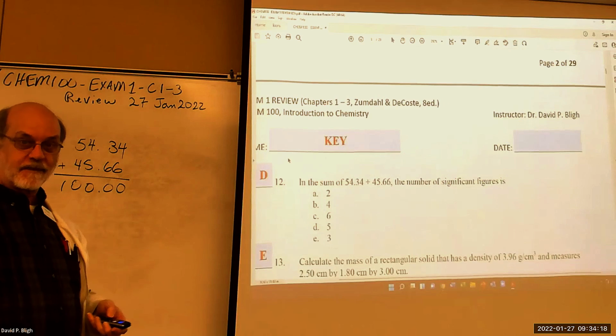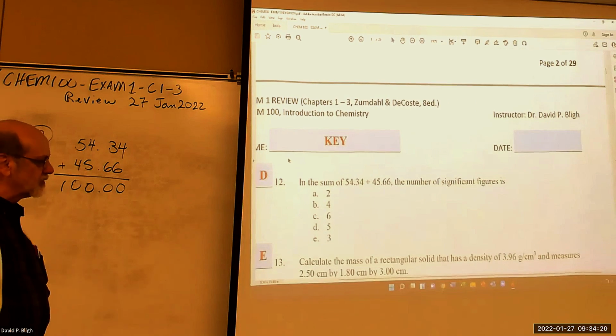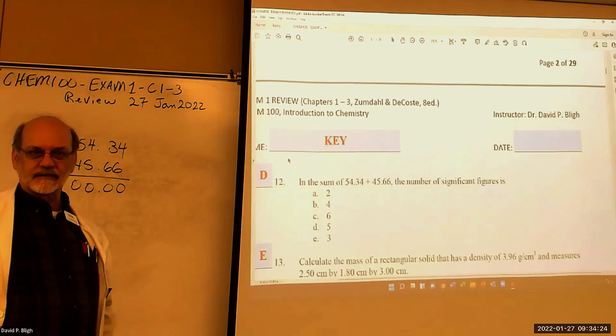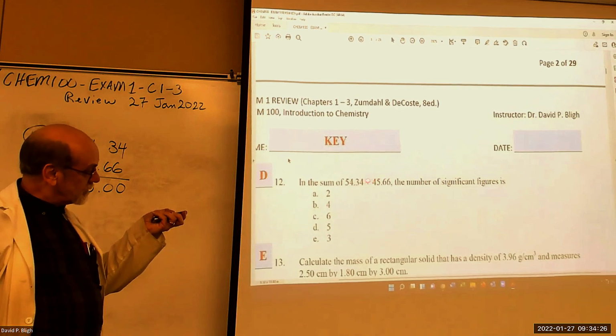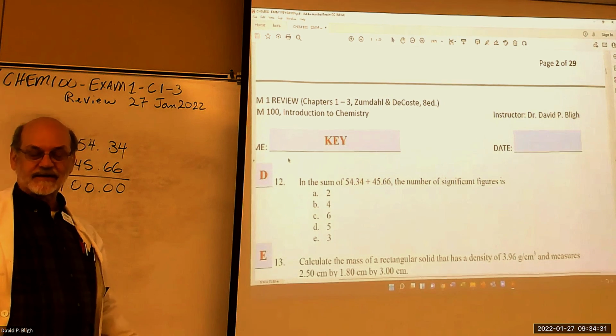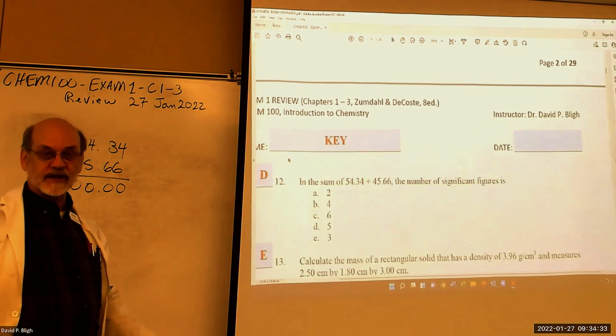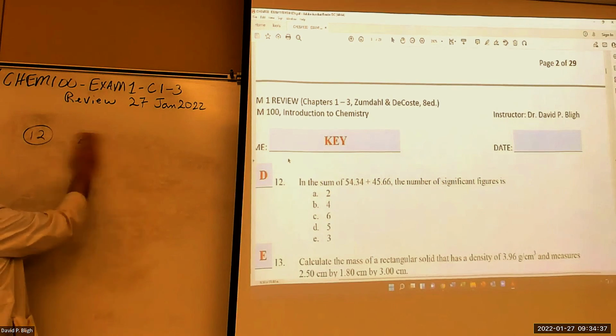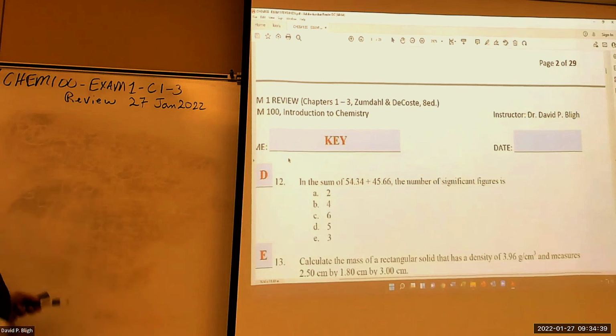Okay. I don't know how many students look at a question like this and they automatically say 4. Because they don't remember that this is not multiply, divide. This is add, subtract. It's a different set of rules. All right, that was 12.